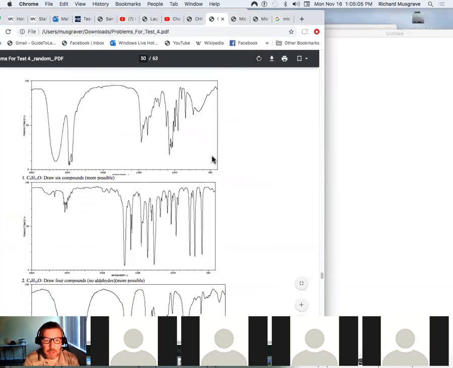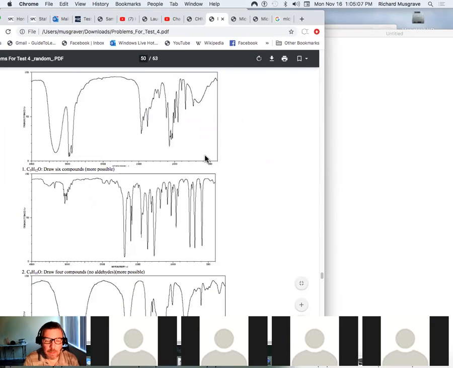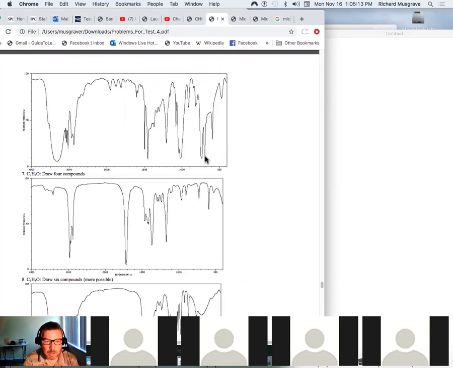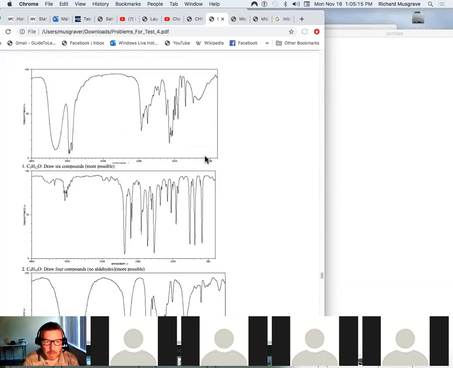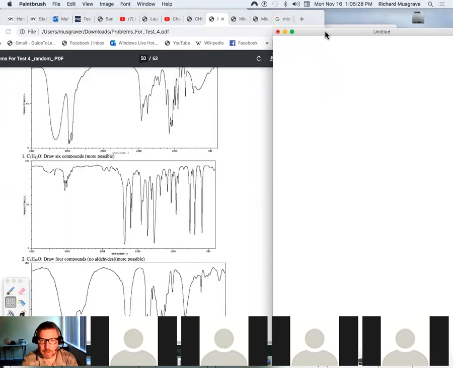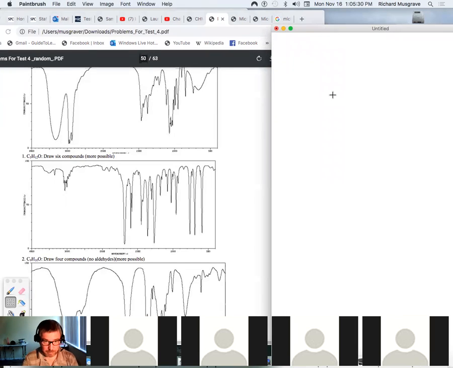So on the test, you're going to have problems that look a lot like this. This is actually in problems test 4, page 50. So this is an exercise. There's 9 problems here. They have answers as well. All right, so number 1 says C5H12O, draw 6 compounds that fit with that data.